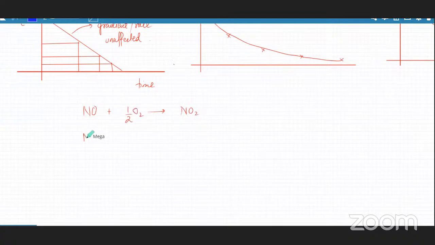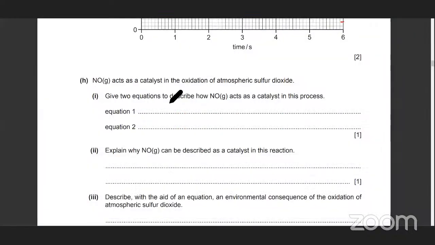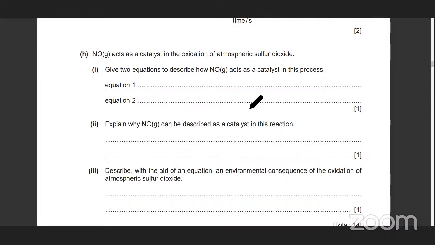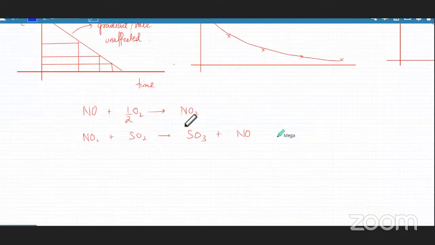and then that NO2 reacts with sulfur dioxide. It oxidizes it to SO3, and the NO concentration drops, sorry, doesn't drop. The NO gets reduced. Explain why NO can be described as a catalyst in this reaction: because it remains unchanged. Okay, this is the equation for acid rain. Remember this equation, and it remains unchanged.